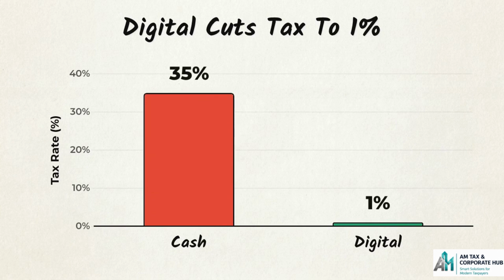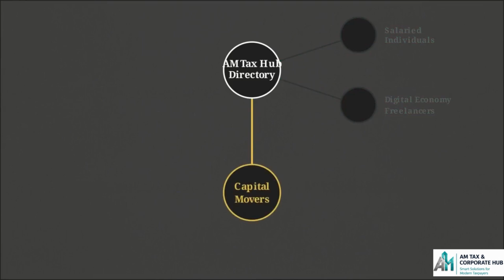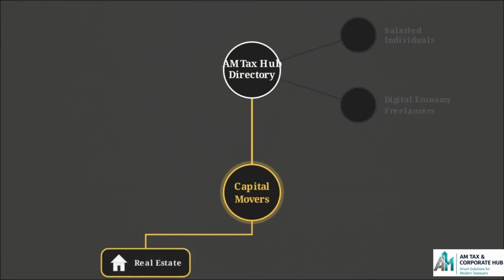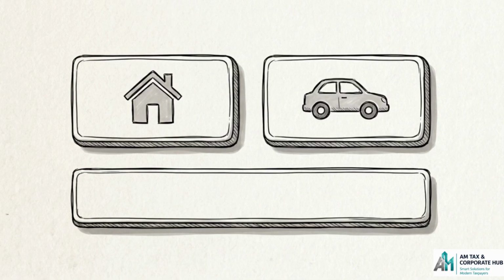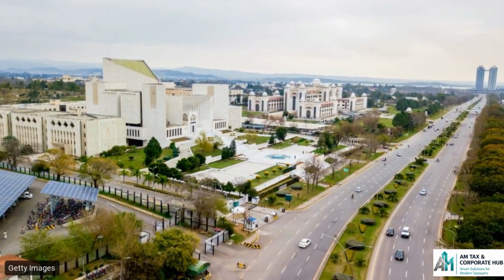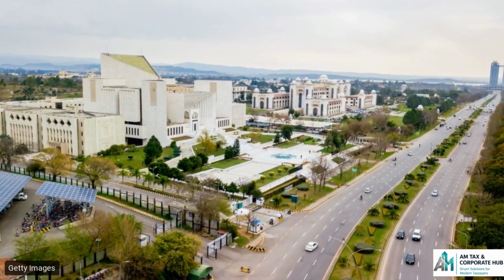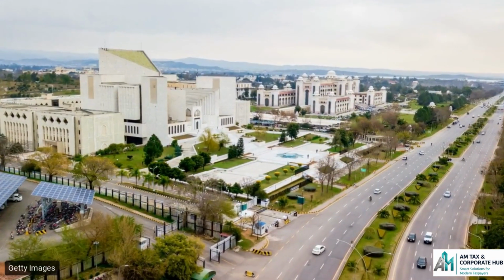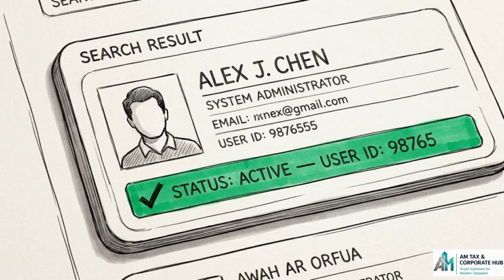Finally, we look at capital movers, individuals buying or selling real estate and vehicles. The inputs are straightforward. You simply enter the total transaction value of the property or the vehicle. The tax year 2026 budget updated the rules for real estate, lowering the withholding tax on property purchases to 1.25%. But that favorable rate is strictly limited. It is only available to citizens who are currently on the FBR's active taxpayer list.